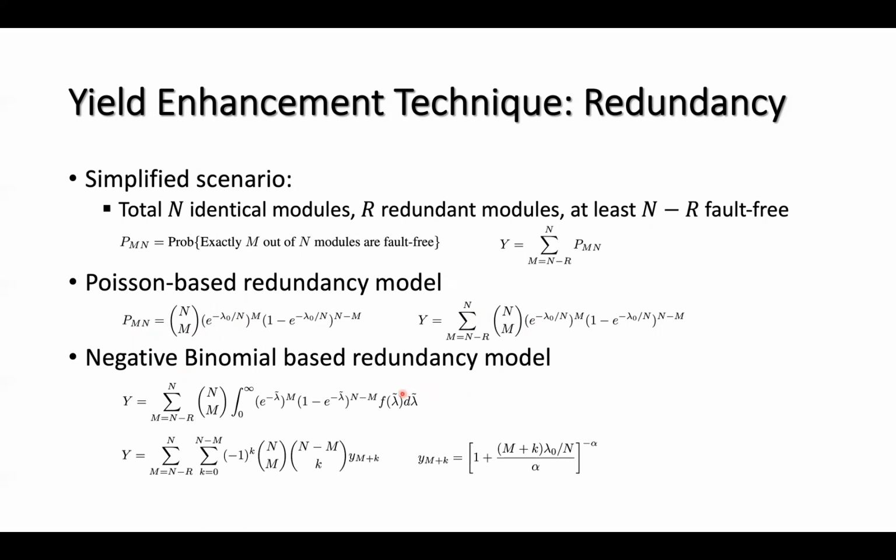For the negative binomial-based redundancy model, we can use a similar way to derive the expression. We can assume lambda is a random variable with a certain distribution f lambda. When we let f lambda be the gamma distribution, we get the negative binomial-based redundancy model, and its expression is here.